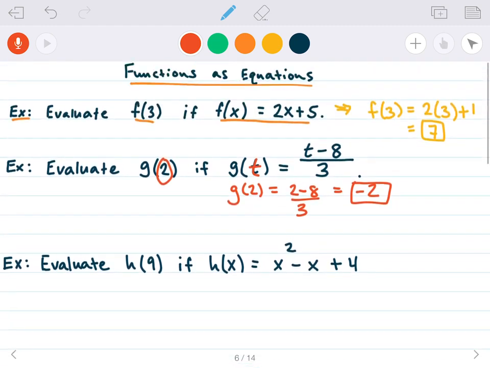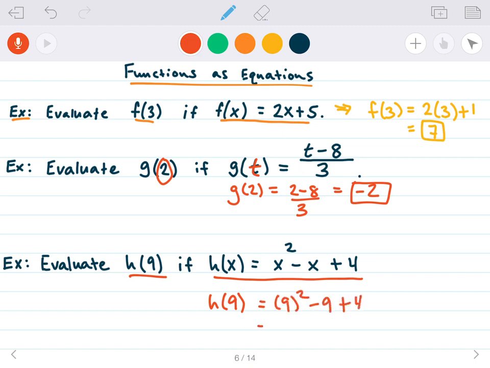All right, let's look at this one. H of 9 if h of x is equal to x squared minus x plus 4. So again, I'm just plugging in 9 anywhere I see my input variable of x. So this is going to be 9 squared minus 9 plus 4. 9 squared, 9 times 9 is 81, minus 9 plus 4.